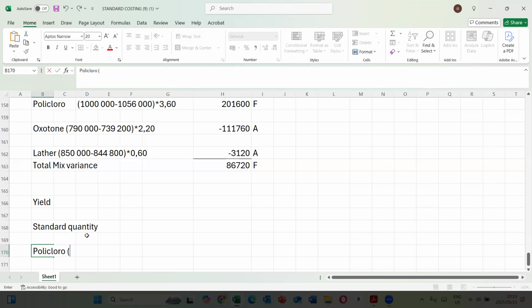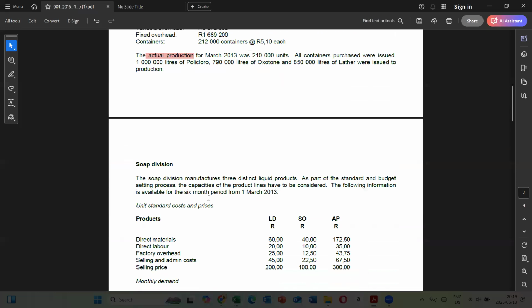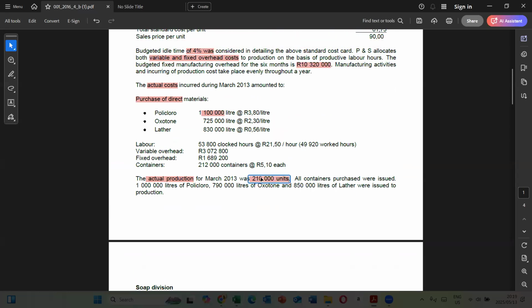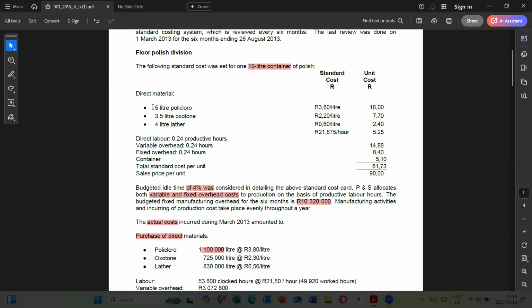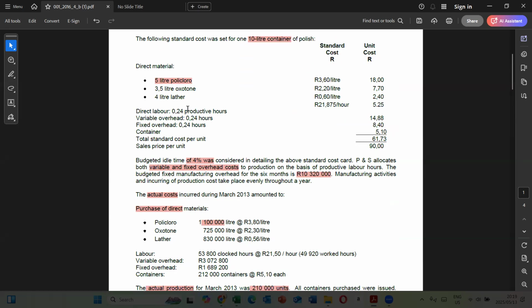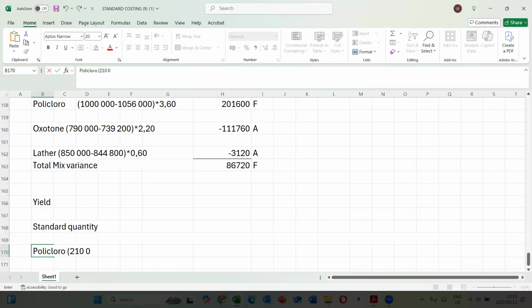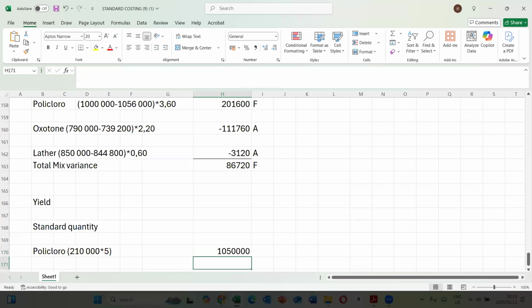All right. So the standard quantity. We're going to take now, in regards to polychloro, how many units did you actually produce? They produced 210,000 units. Now, one polychloro in standard terms means 5 liters. So how many liters of polychloro in standard terms should we have used? We have 210 times 5. All right, so this is the standard quantity.